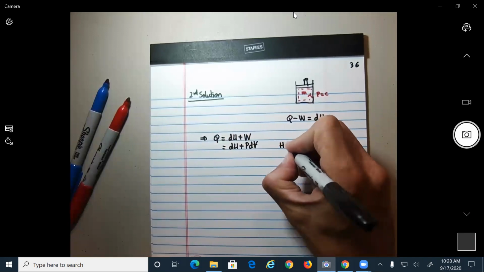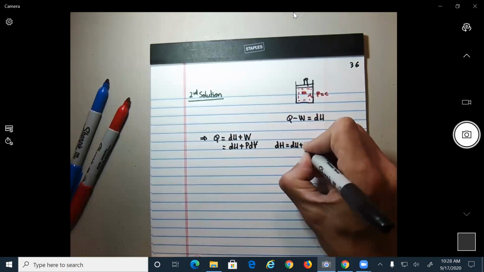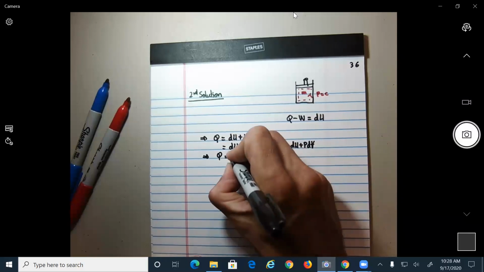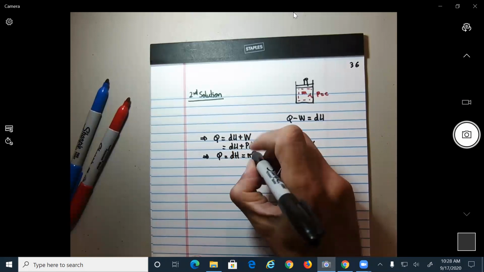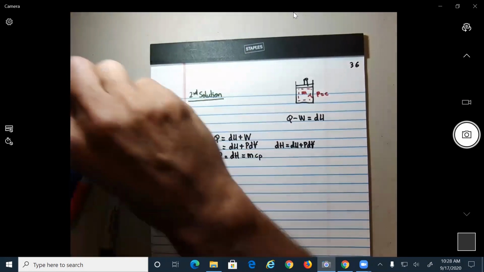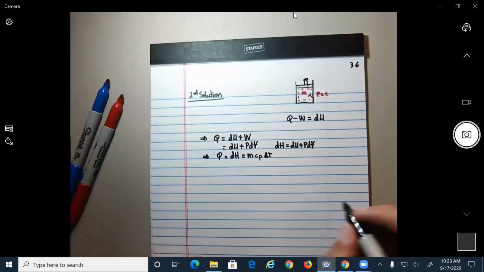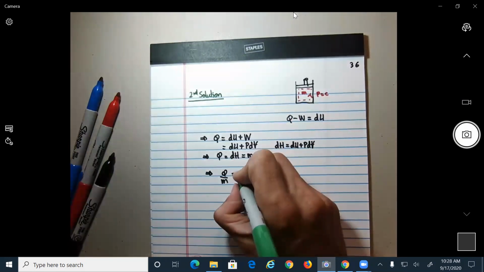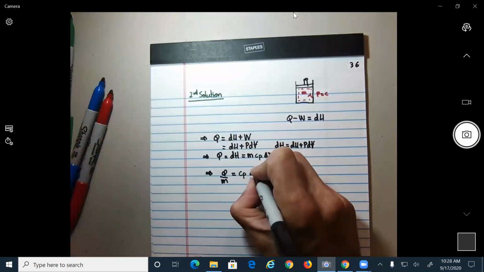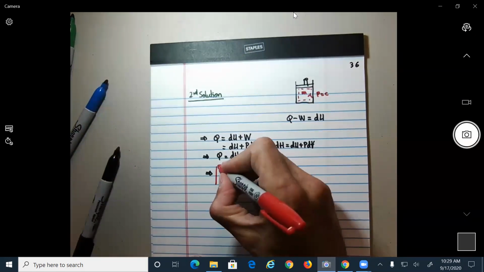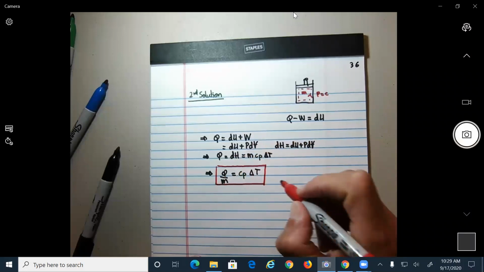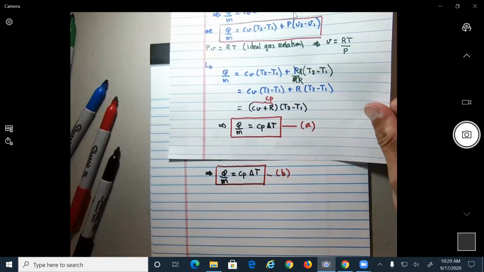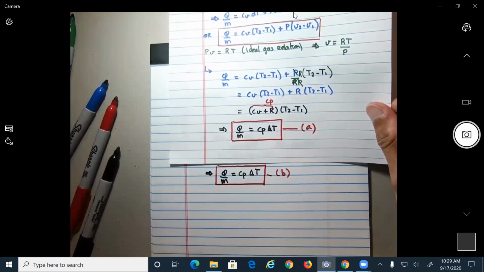By definition, dH is what? dU plus PdV. I'm just summarizing what we did before, so this will give you at the end that Q is equal to dH, which should be equal to m C sub P delta T, which will give you Q over M equal to C sub P delta T. And obviously, we get the same thing for the two solutions, no?